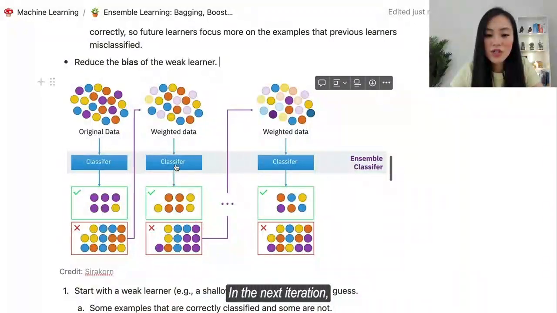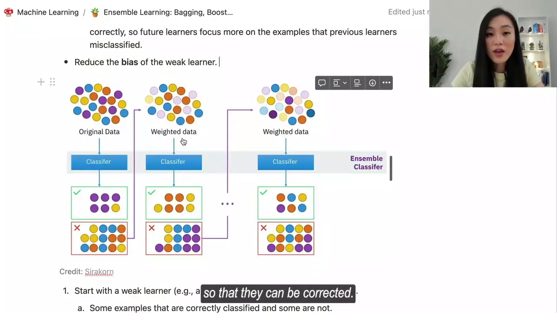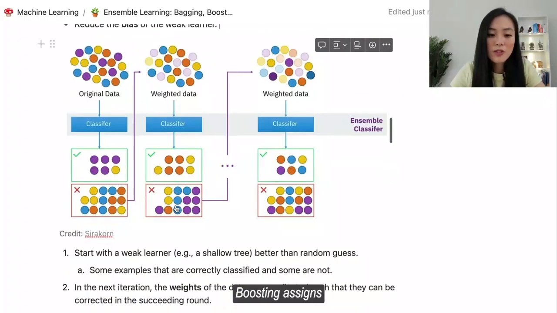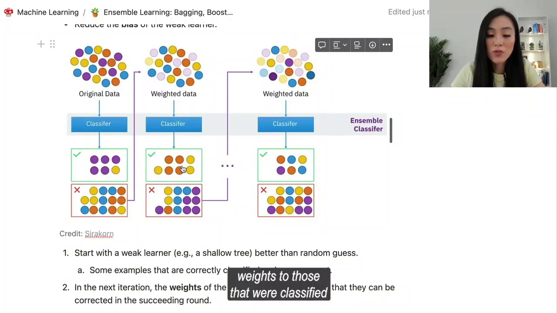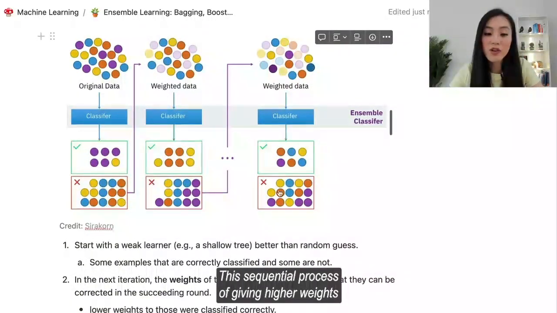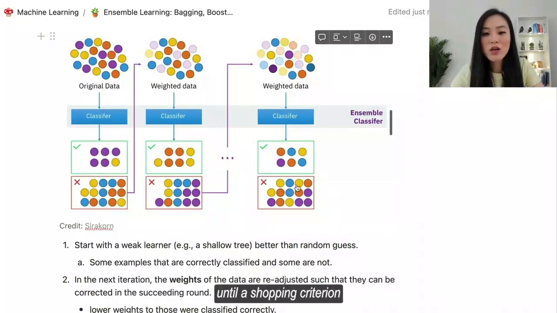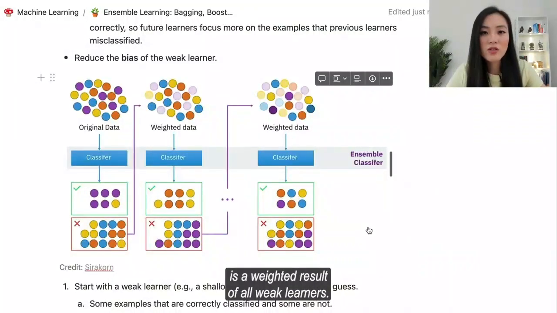In the next iteration, the weights of the data are readjusted so that they can be corrected. Boosting assigns higher weights to those that were classified incorrectly and lower weights to those that were classified correctly. This sequential process of giving higher weights to misclassified predictions continues until a stopping criterion is reached. And the final prediction is the weighted result of all weak learners.